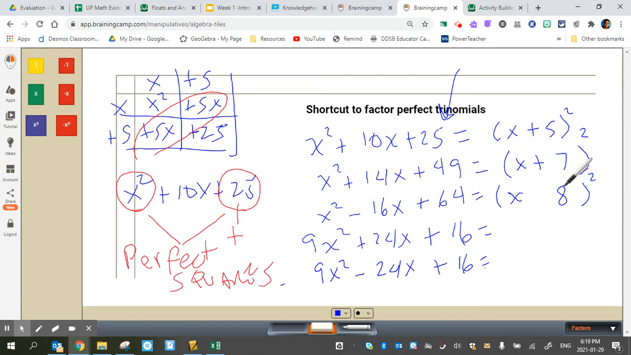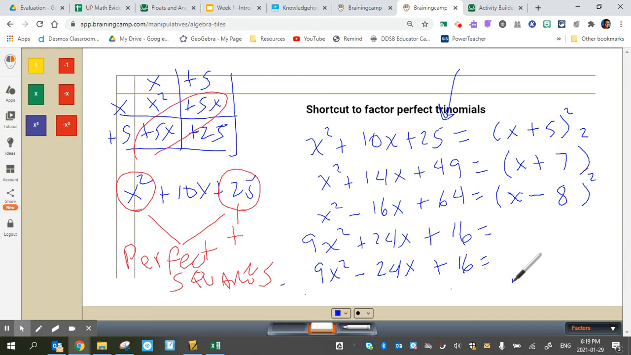The only thing I need is to realize that I need the sign of the middle, because when they would multiply and expand, I would end up with negative 16. And that's it. So to factor x squared minus 16x plus 64, the factorization is a binomial square, x minus 8 squared.